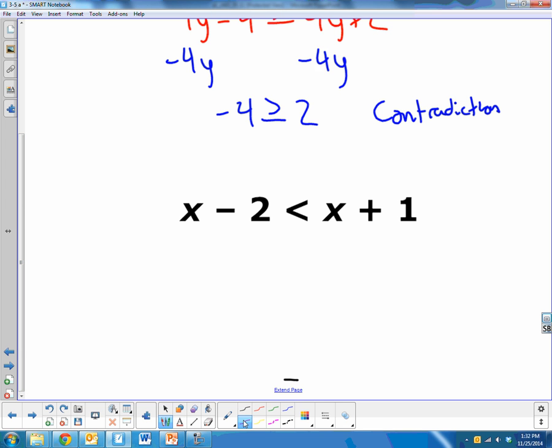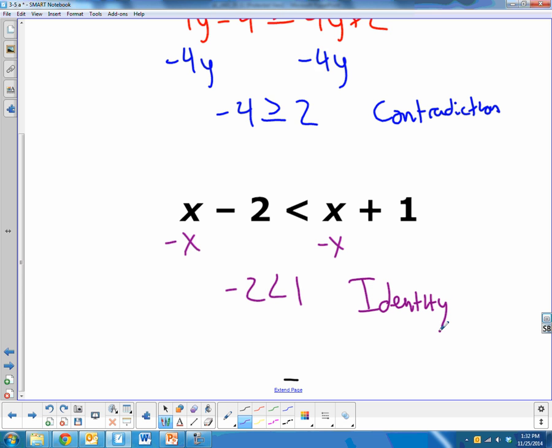Last one here. Again, you should have tried these on your own. We have nothing to distribute, so that's nice. I'm just going to get all my x's together. I'm going to get negative 2 is less than 1. Is negative 2 less than 1? Yes, it is. So we call that the identity.